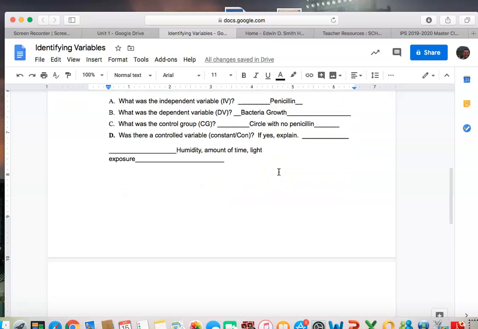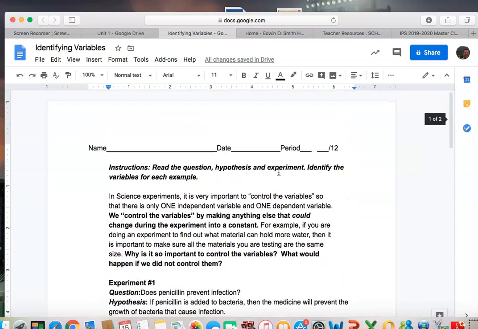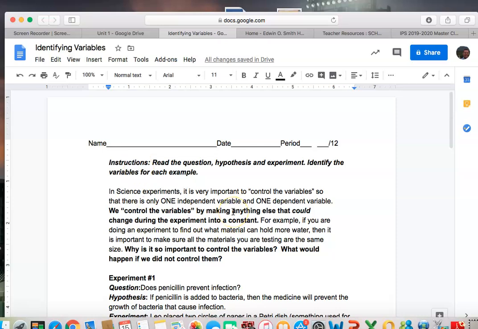So that's another example for you, and you're going to do the remainder, these 3 examples or experiments on your own, and this is what you're going to be handing in as your formative grade.